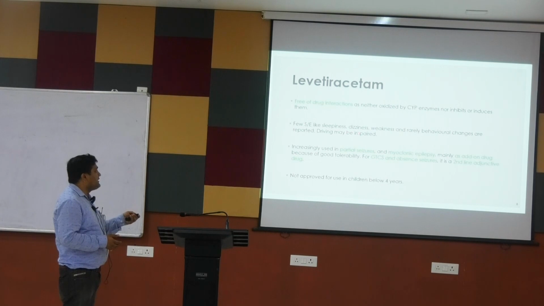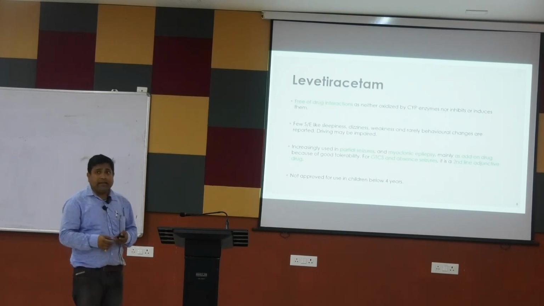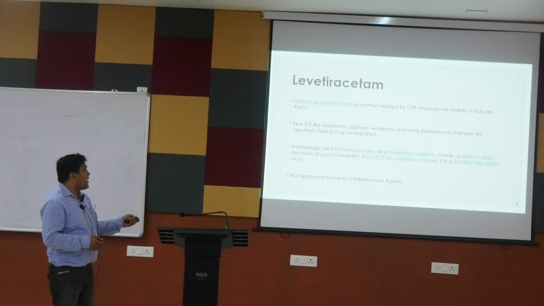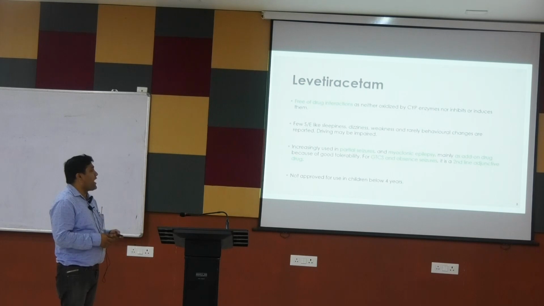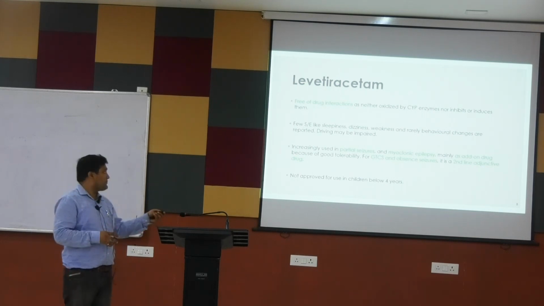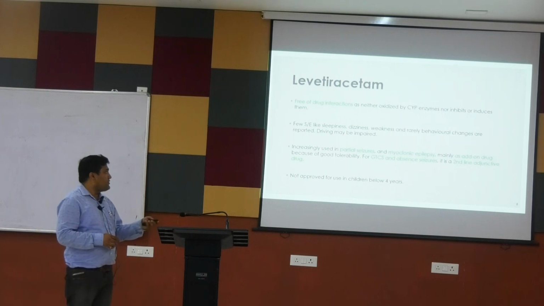Side effects are few, like sleepiness, dizziness, weakness, and rarely behavioral changes. They are increasingly used in partial seizure and in myoclonic epilepsy, mainly as an add-on drug because of good tolerability from the first line drugs. For DTCS and absence seizure, it is a second line adjunctive drug, not approved for use in children below 4 years.